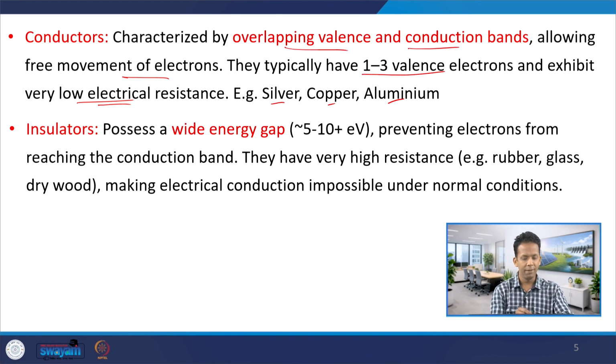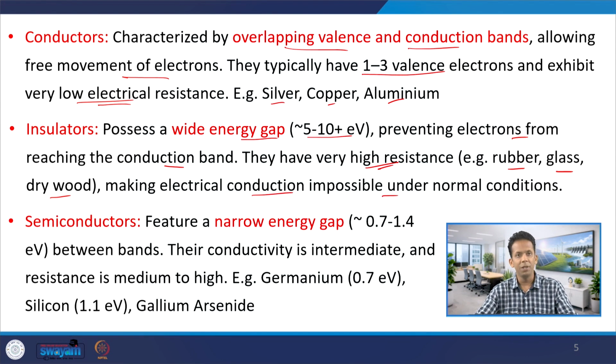Insulators have a wide energy gap, 5 to 10 plus electron volts, and this huge energy gap prevents the electrons from reaching the conduction band. All the electrons stay only in the valence band, and the entire band is at a very low energy level and is not responsible for generating electric current. So they have a very high resistance. Examples are rubber, glass, dry wood, all these materials which act as insulators, and they make electrical conduction impossible under normal conditions.